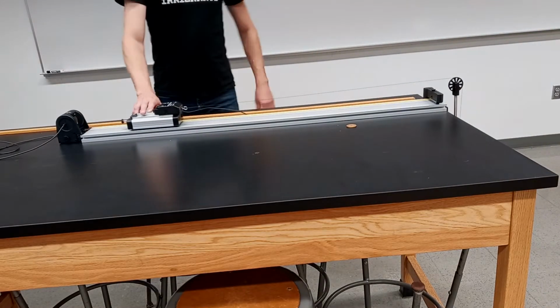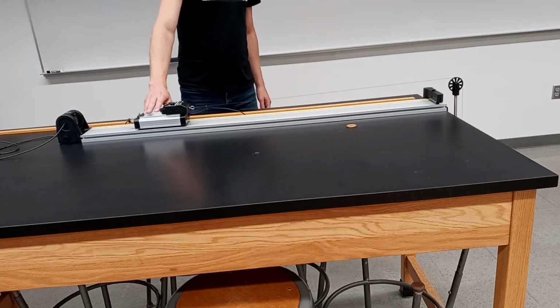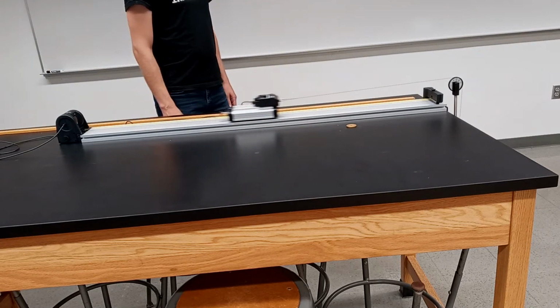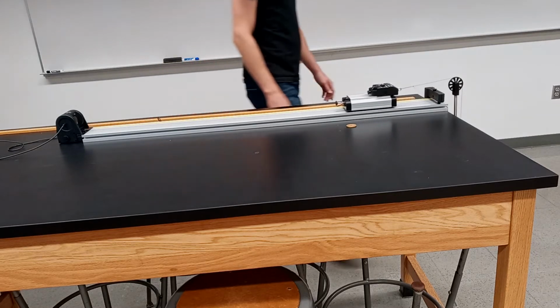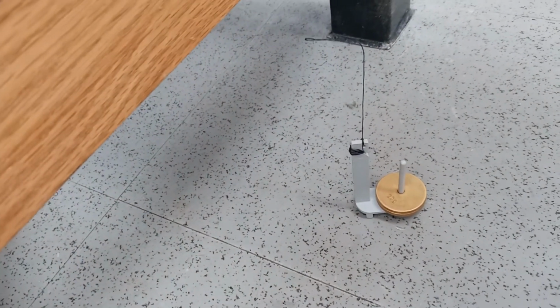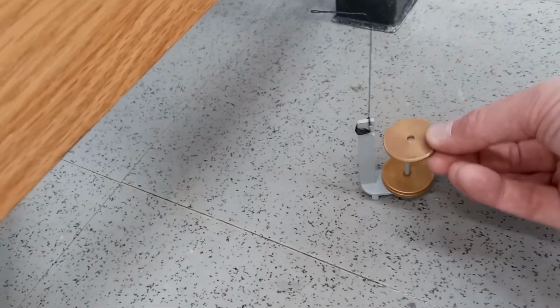We take a measurement by starting our data logging software and releasing the cart from the opposite end of the track. As we can see in our software, the constant applied force produces a steadily increasing velocity. To study the effect of changing the applied force, we can add additional masses and repeat the experiment.